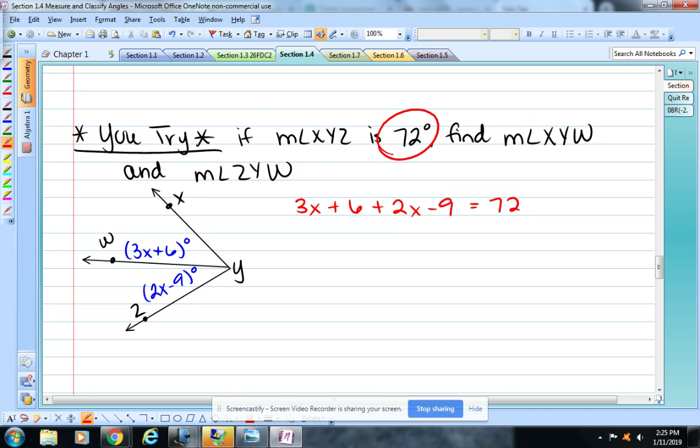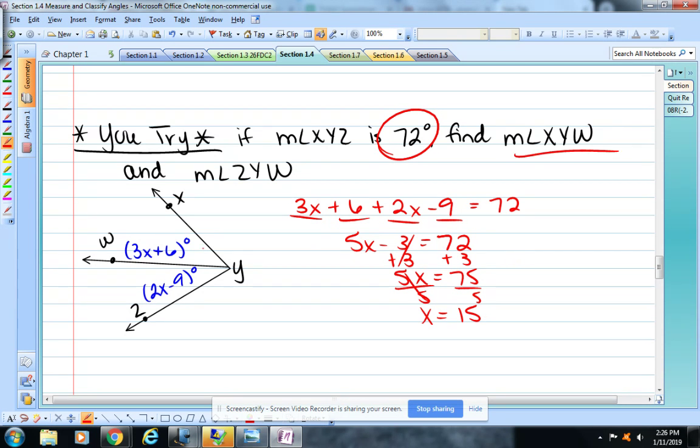All right. So like terms, we've got 3x plus 2x is what? And then 6 minus 9 is what? Minus 3 equals 72. Now what? Yeah, we're going to move everything away from x. So add 3. 5x equals, and then divide by 5, and x equals. Am I done? No, it wants the measure of angle XYW, which is the top one, and the measure of ZYW, which is the bottom one.